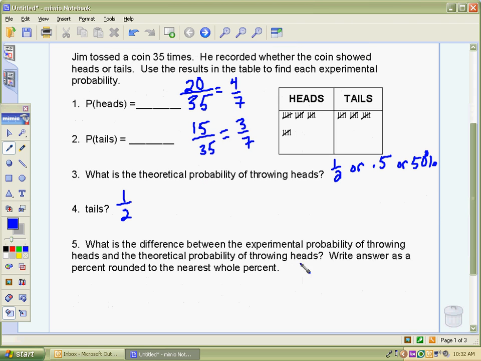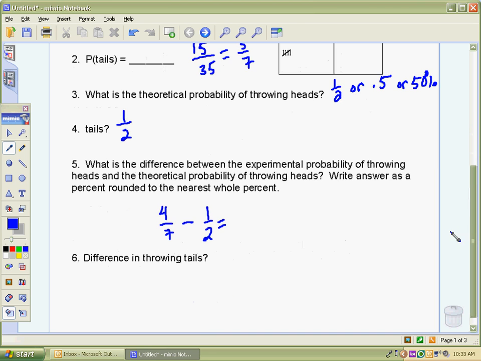Now I'm looking at 2 different things. I'm looking at the difference between the experimental probability and the theoretical probability. So experimental probability comes first. The experimental probability of throwing a head was 4 out of 7. I'm going to go ahead and use the reduced form. And difference meaning subtract, so the difference between experimental probability and the theoretical probability of throwing heads. Well, the theoretical probability was 1/2. So the difference between these two is, well, you have to subtract these 2 fractions.